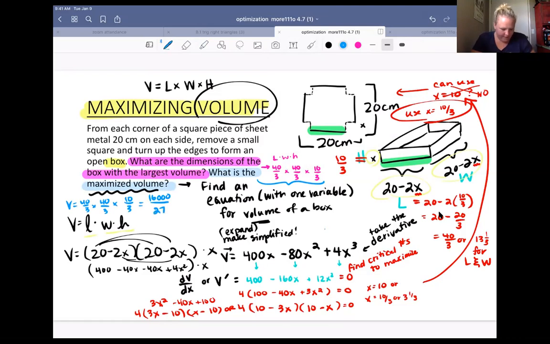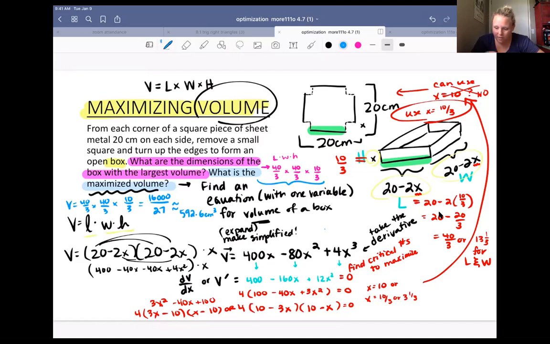And then 40 times, can't believe I'm really typing this into a calculator. Yeah, 16,000 over 27, which doesn't really simplify. So you could leave it that. It's approximately 592.6, what would this be? Cubic centimeters. But I think your homework asks for exact, imagine that. So the 16,000 over 27 cubic centimeters would be the maximized volume.